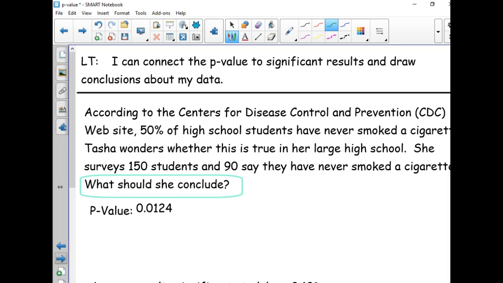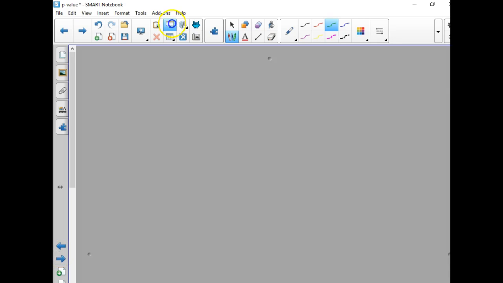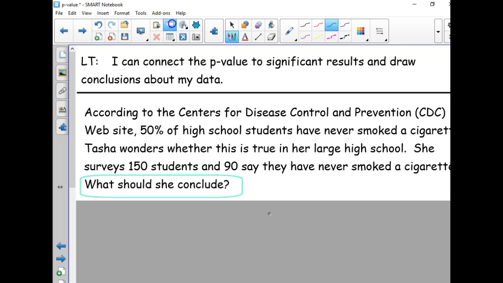All right, according to the Center for Disease Control, this is the one we talked about yesterday as well, 50% of high school students have never smoked a cigarette. Tasha wonders whether this is true in her large high school. She surveys 150 students and 90 say they have never smoked a cigarette. What should she conclude? Again, let's just remind ourselves, what was this null hypothesis? The null hypothesis was the assumption, the given truth as it is right now, is 50%. Tasha is suspicious it's not that.